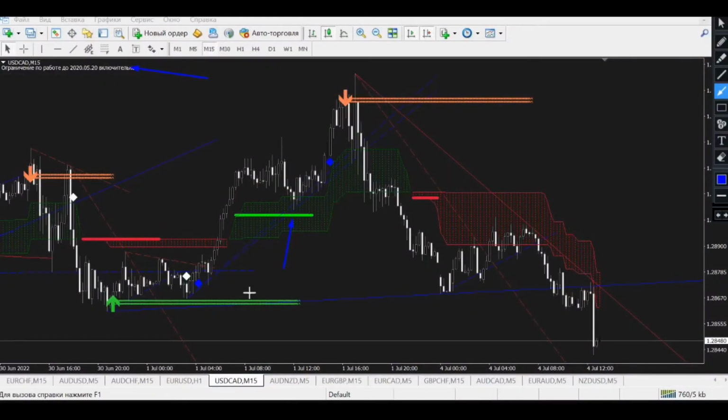Well, it's quite simple. The green line you see over here indicates support, and the red indicates resistance. It just simply shows that the market is moving sideways or it's choppy.